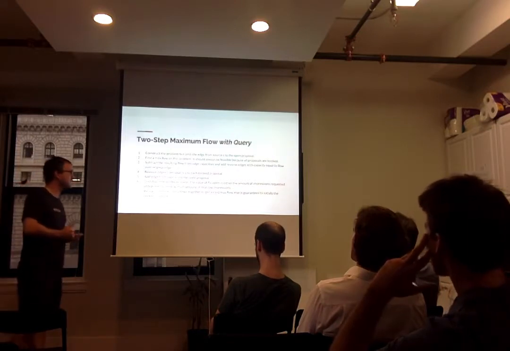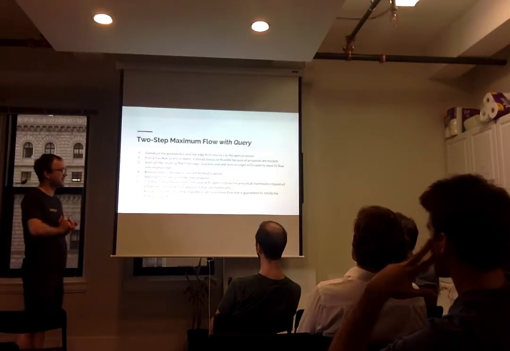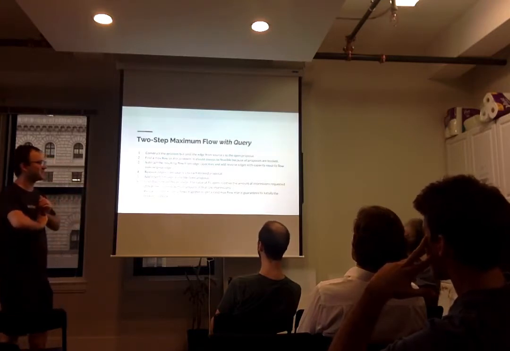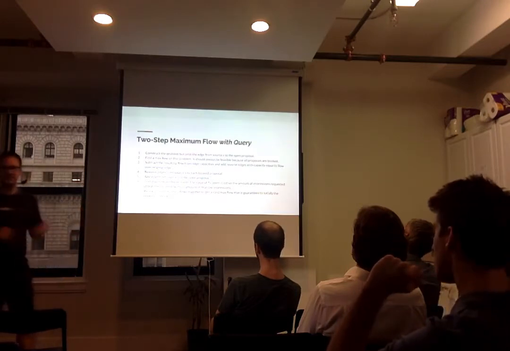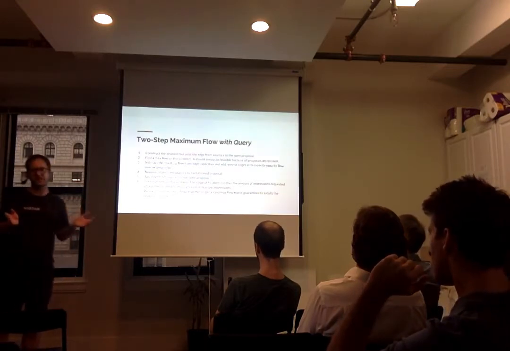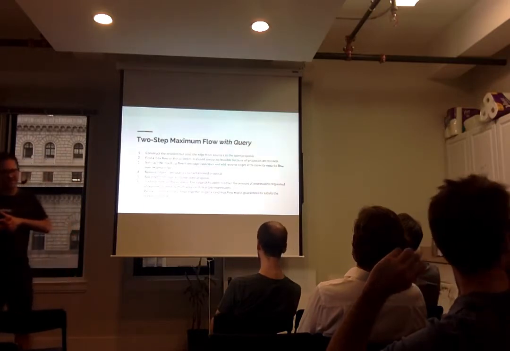So you take that first flow, subtract the flow values from the edge capacities, and add reverse edges with the capacity equal to the flow over the original edge. So if there was an edge from U to V with a flow of 20, then in the updated graph you would make an edge from V to U with a capacity of 20.